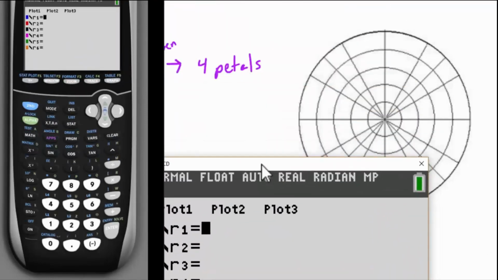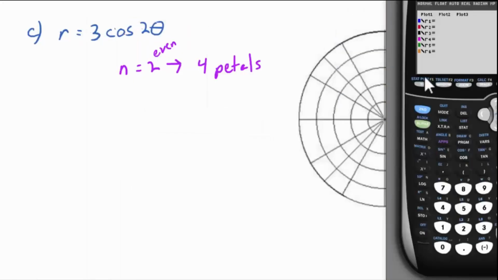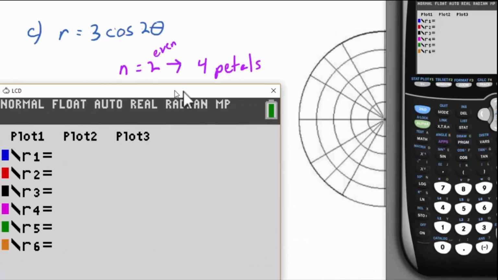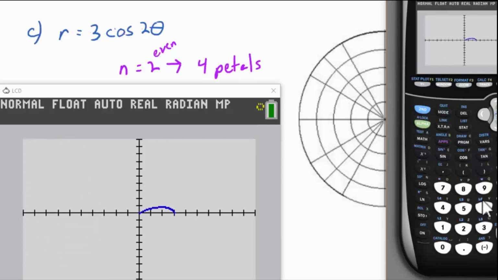So what did we say it was? 3, yeah. So there you go. Go to y equals, clear out what's there, and then go 3 cosine 2 theta. Again, make sure you're in radian mode. It might work in degree mode, the newer calculators, but the old ones won't. 3 cosine of 2 theta, and then we'll go to zoom number 6, and then we might need to zoom in. So there's your 4 petals.